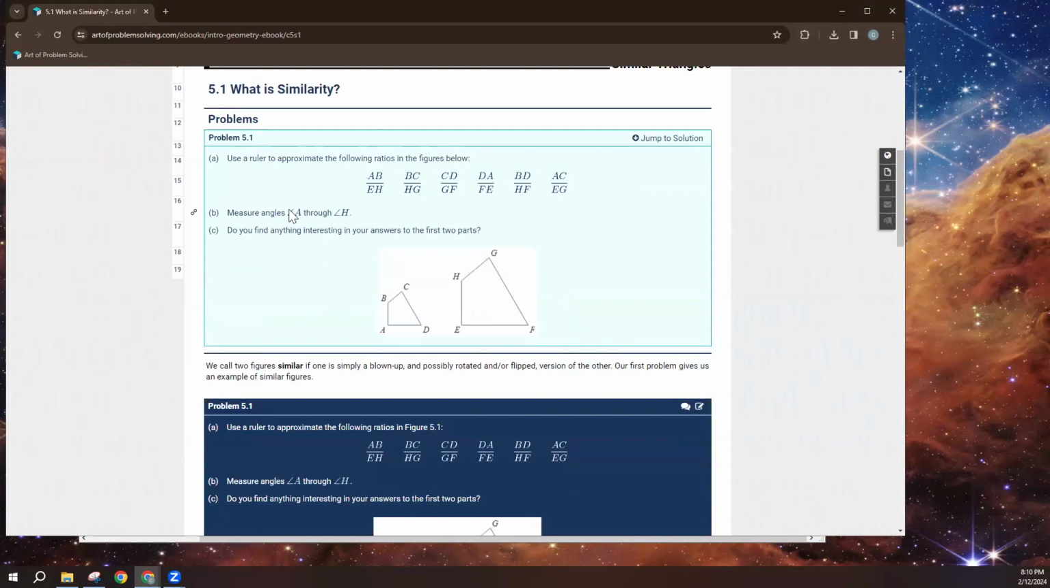This symbol right here in front of the A. So measure angles A through angles H. This little kind of thing, this just talks about an angle. So it seems pretty straightforward, but not everybody knows that.